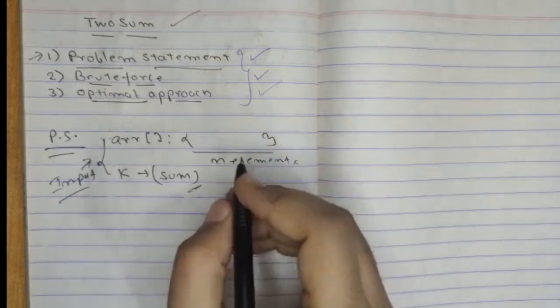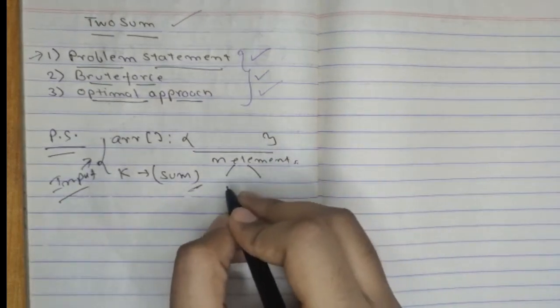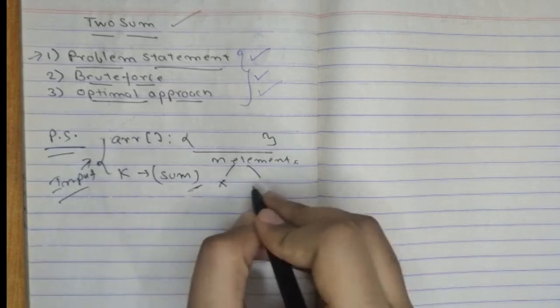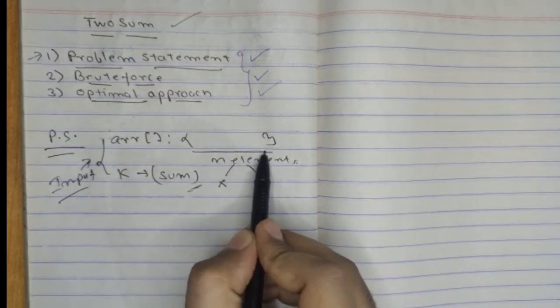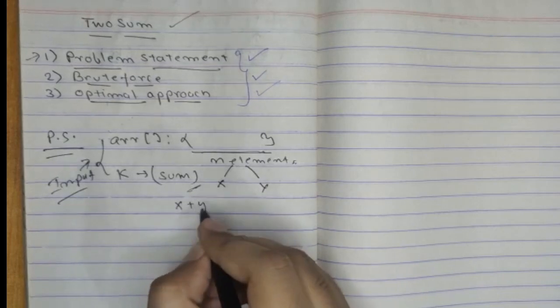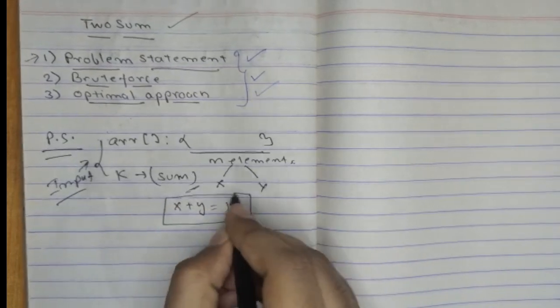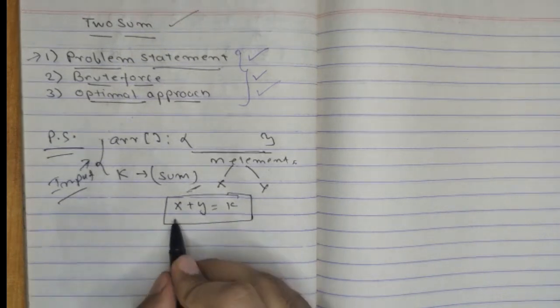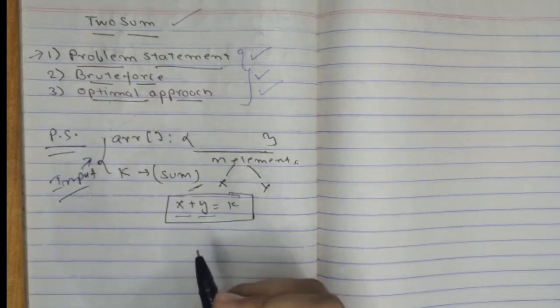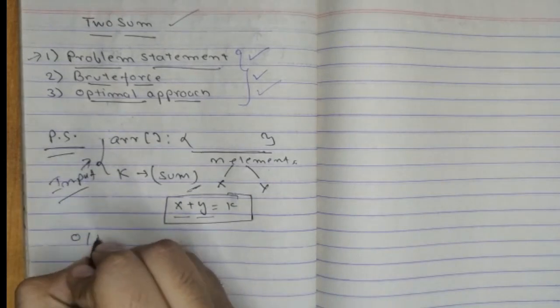And what sum? It represents the sum of two elements of this array, x and y. Maybe there exist two elements x comma y which are present in this array and whose sum is equal to this value k. This is the problem statement, and it is asking us to find these values x and y. And now we will discuss its output.